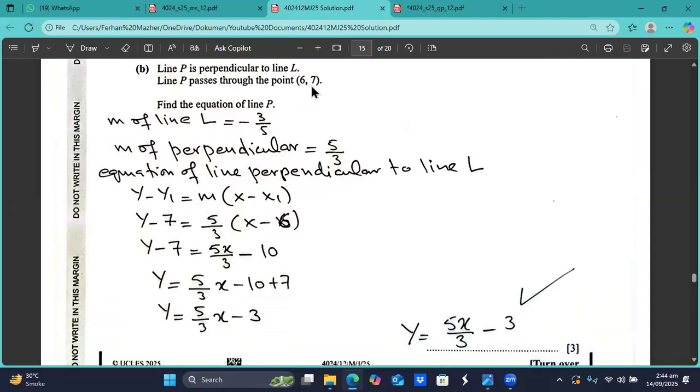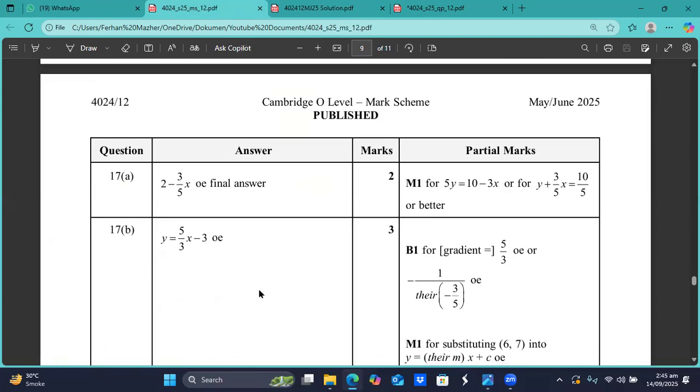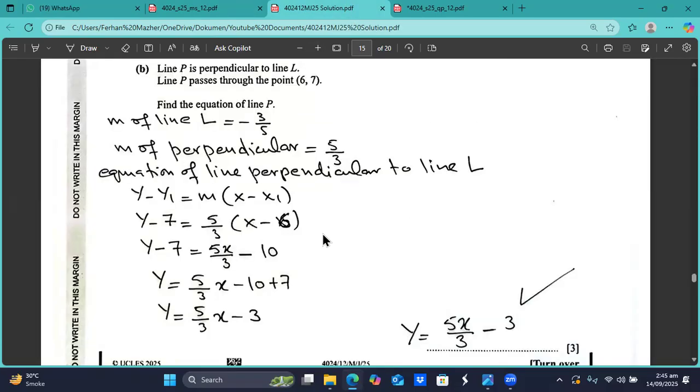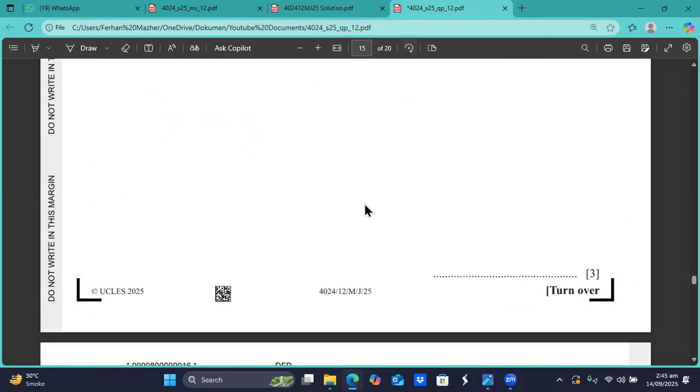And the point is (6, 7), so y1 is 7 and x1 is 6. So you just substitute y1, x1, and the gradient here. Then bring this minus 7 to this side. So you will have 5x minus 10, and this becomes plus 7. So you will have y equals 5x by 3 minus 3. So this is the equation. So let's check question number 17b: 5x by 3 minus 3. Our answer is right. I hope you understand this. Coordinate geometry is the name of the topic.